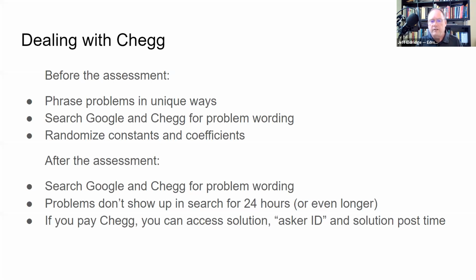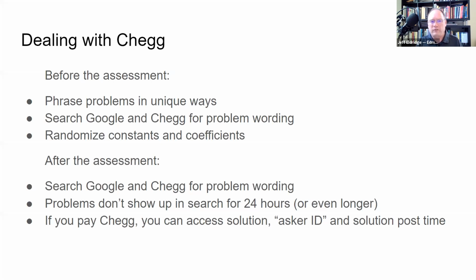Then after the fact, you can do the Google search again, and if your problem shows up, then one of your students probably posted it there. One word of warning about Chegg is that they do some sort of database update around 4 a.m. Pacific time every day. So the problems might not show up in the Chegg search, and therefore the Google search, until a day later or even more.